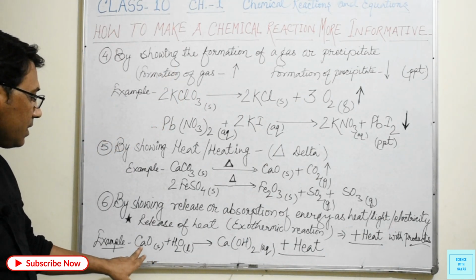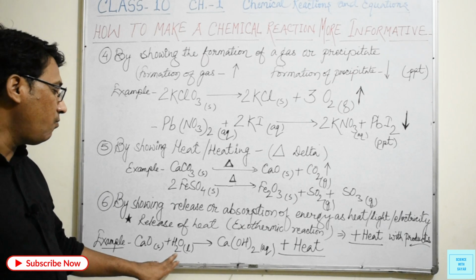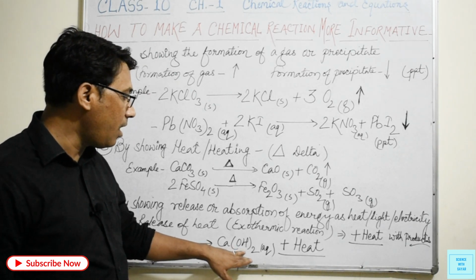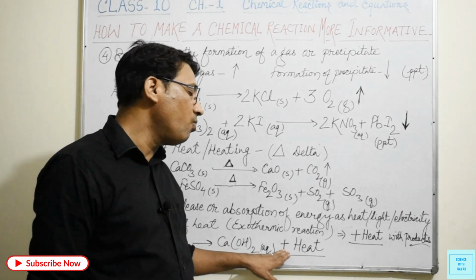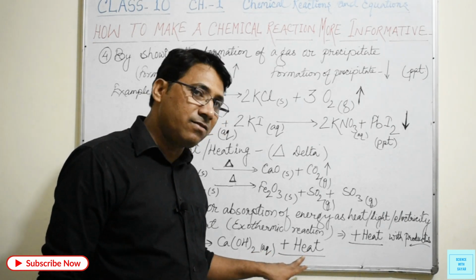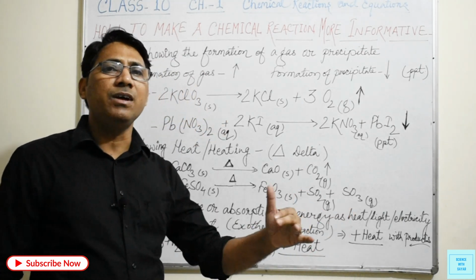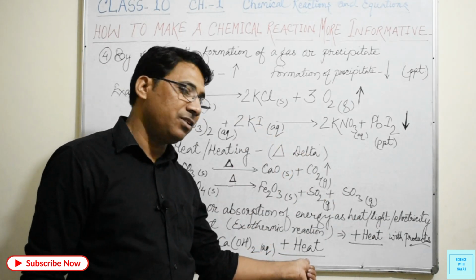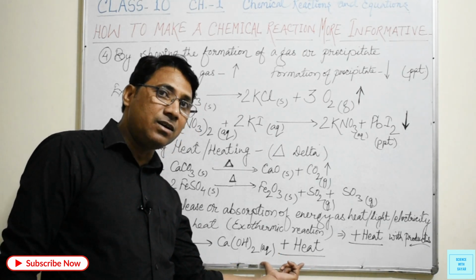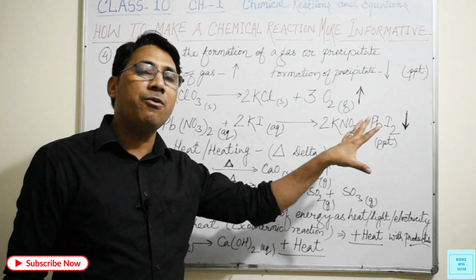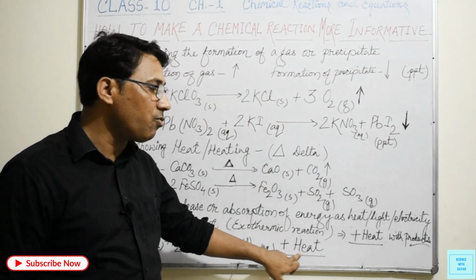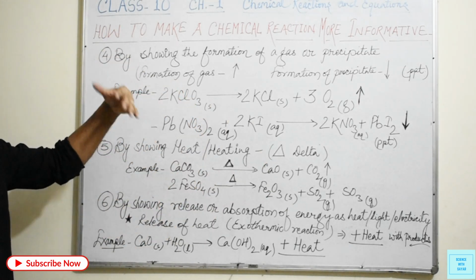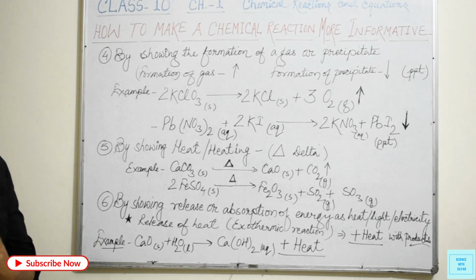For example, CaO, calcium oxide, and water react with each other and form calcium hydroxide, and heat is also released. So this is an example of an exothermic reaction, and heat is evolved, heat is released. So this release of heat can be shown as plus heat. So this is extra information that is making the chemical reaction more informative. It means we know that heat is also released. So by these methods or these ways we can make a chemical reaction more informative.